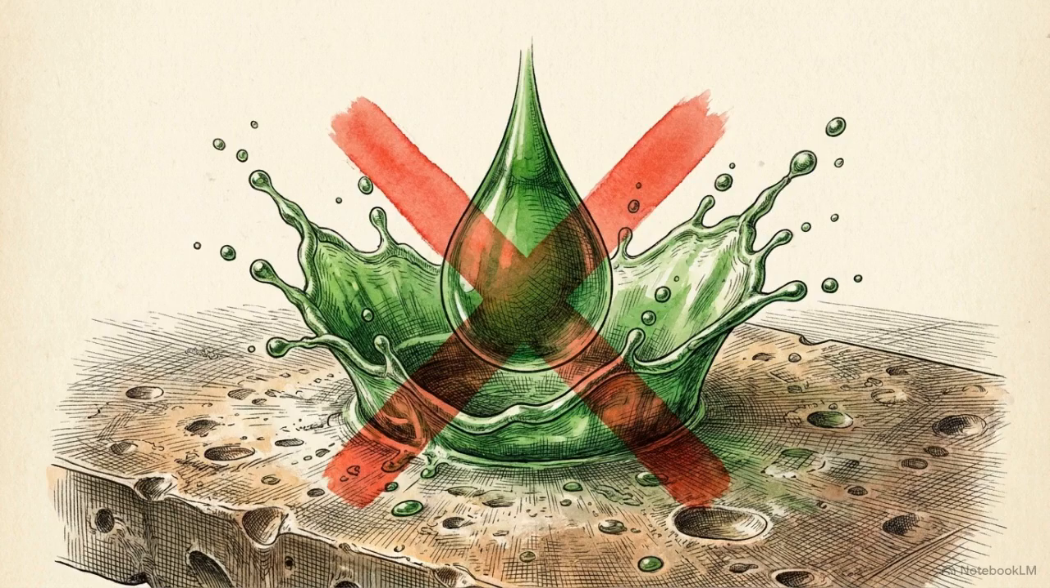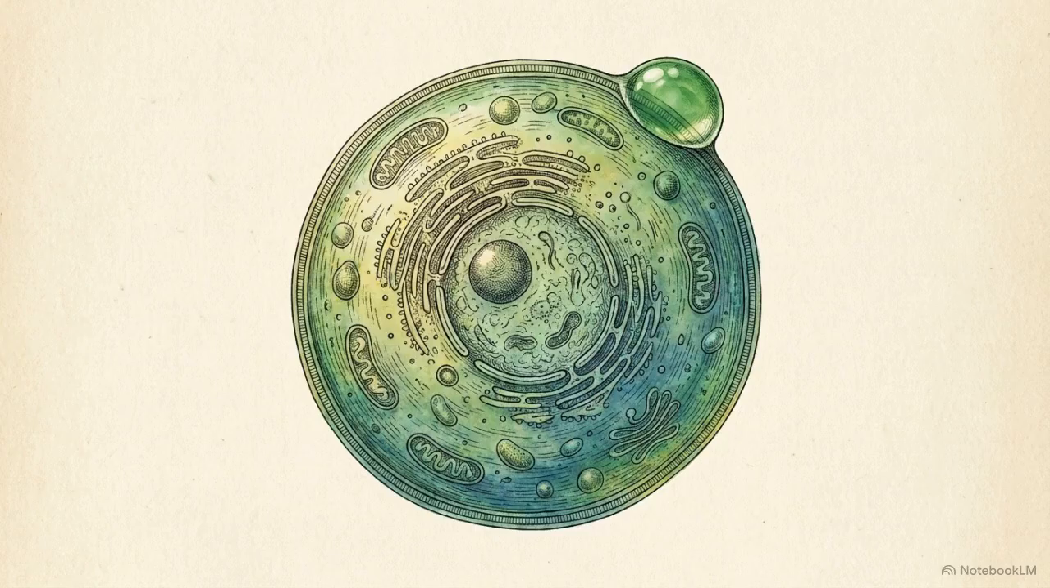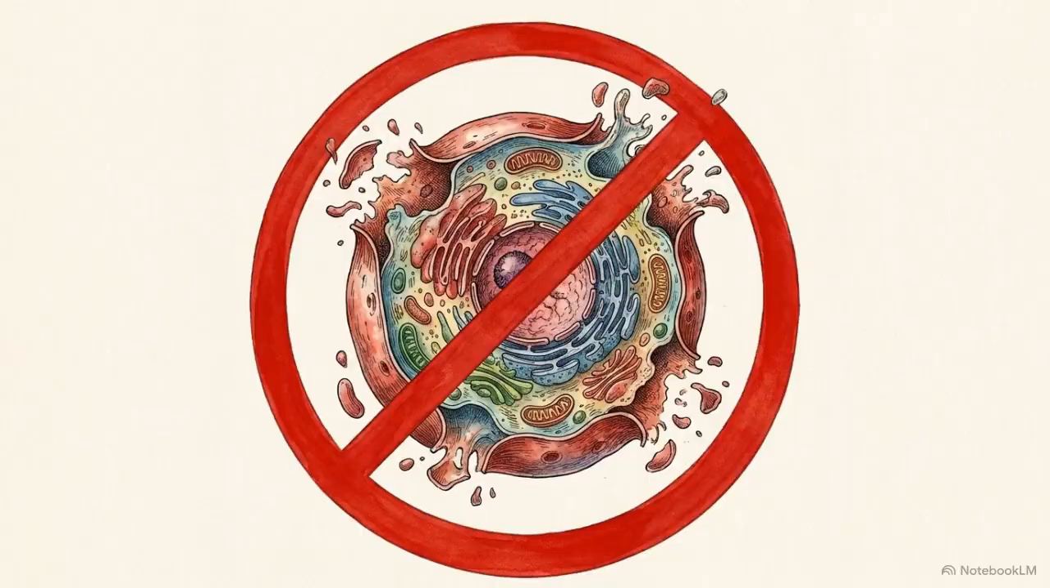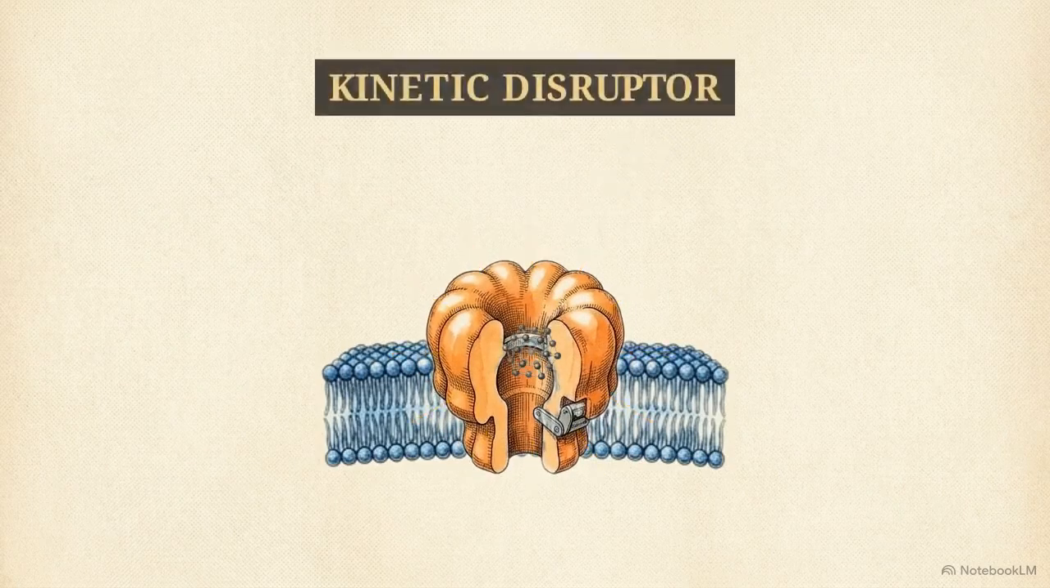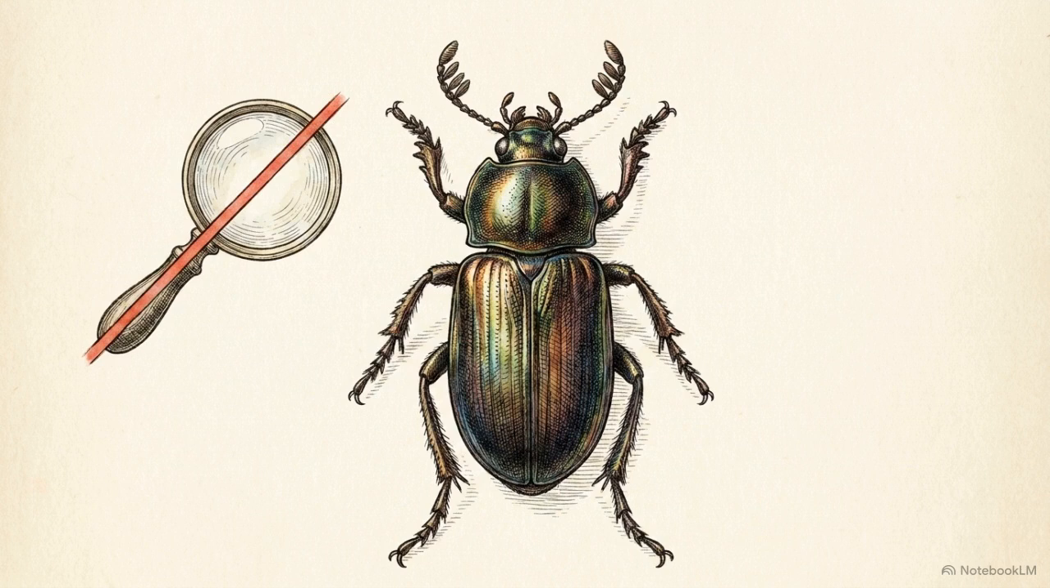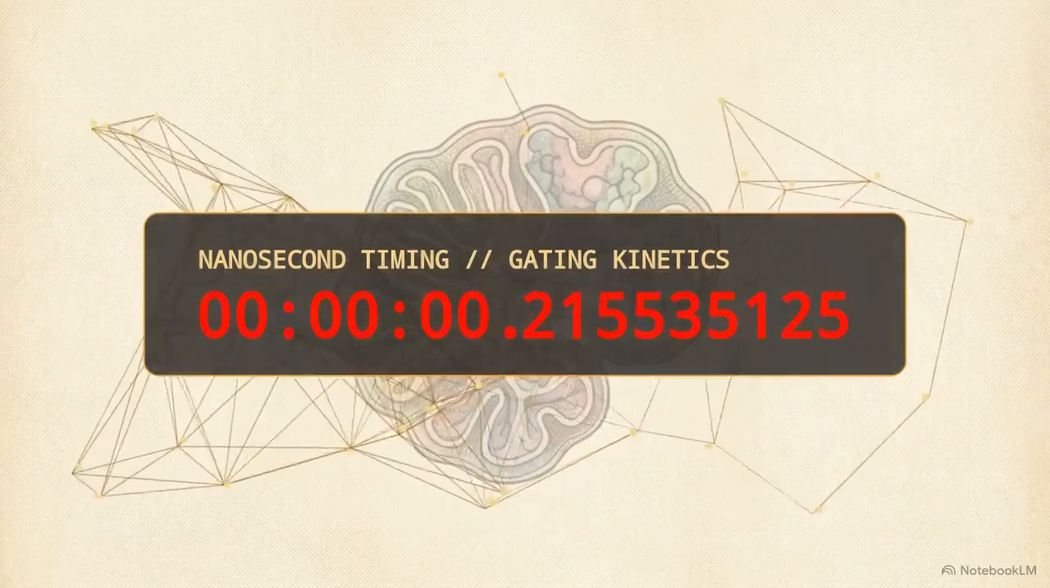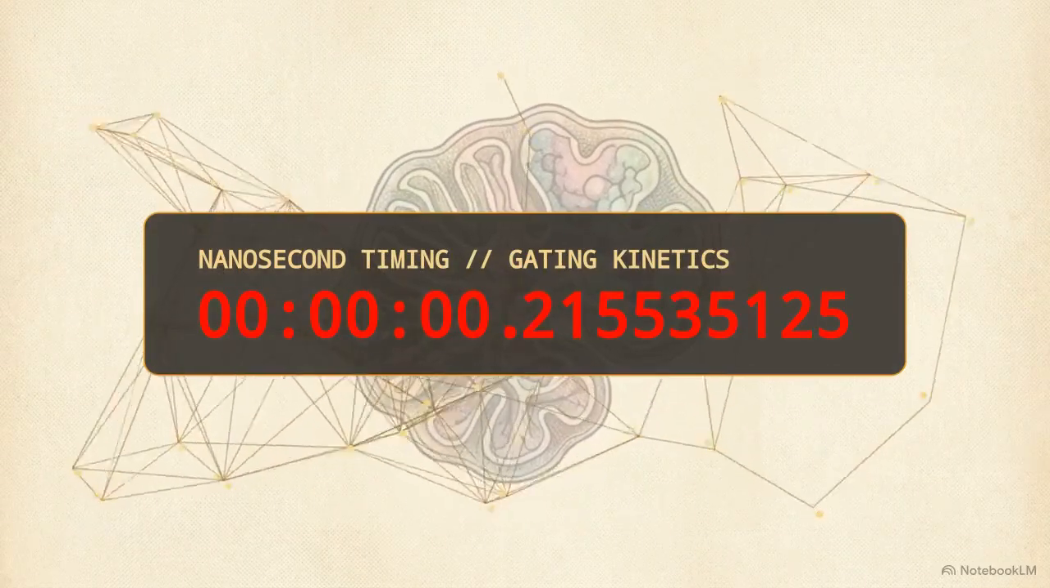But that perception misses the actual mechanism of action. Neurotoxins are not acid. DDT does not melt cells. It does not cause tissue destruction or cellular lysis. It acts as a highly specific kinetic disruptor. To understand how this poison actually works, we have to stop looking at the macroscopic organism and start measuring the nanosecond timing of its internal proteins.